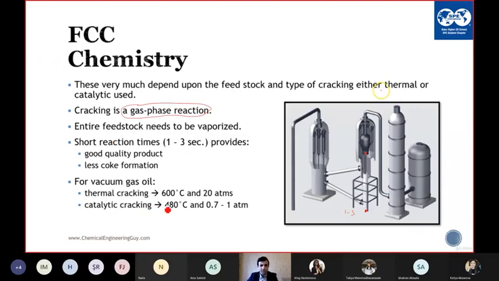As you can see, the catalytic cracking is at low pressure, but still a high temperature process. 480 is, I think, lower. In our refinery, it is a bit higher than 500. But still, we are saving a high amount of pressure just by using the catalyst.